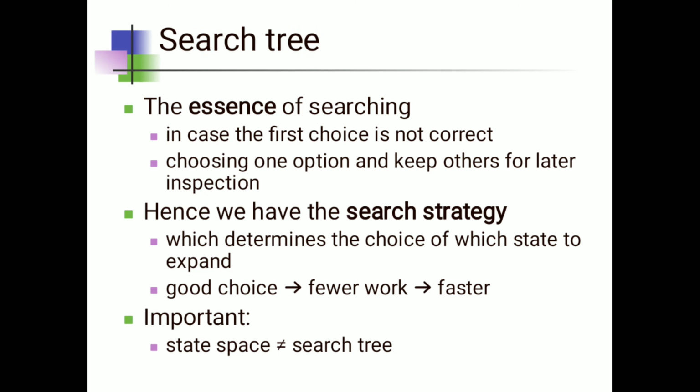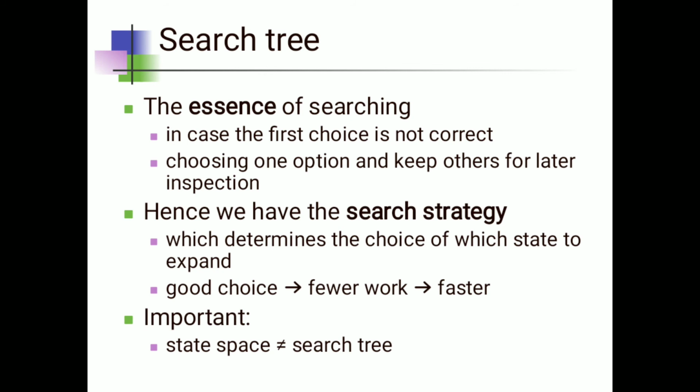Then in the search tree, what do we have to consider? The essence of searching is in case the first choice is not correct. If my first choice is not correct, then my whole process goes wrong. So we choose one option and keep the others for later inspection. We have to check all the options one by one, so go for one option and keep the others for later exploration. Hence we have the search strategy.